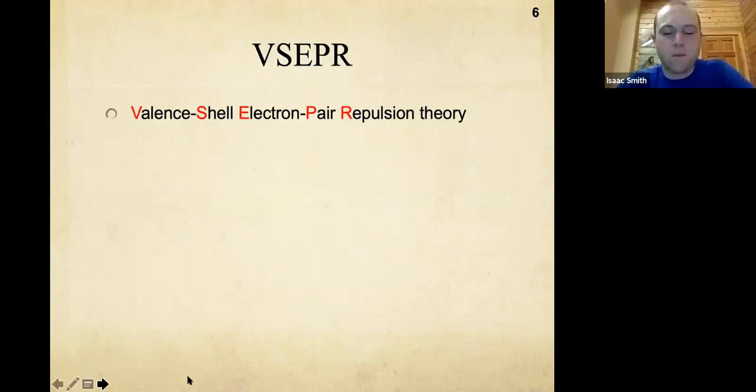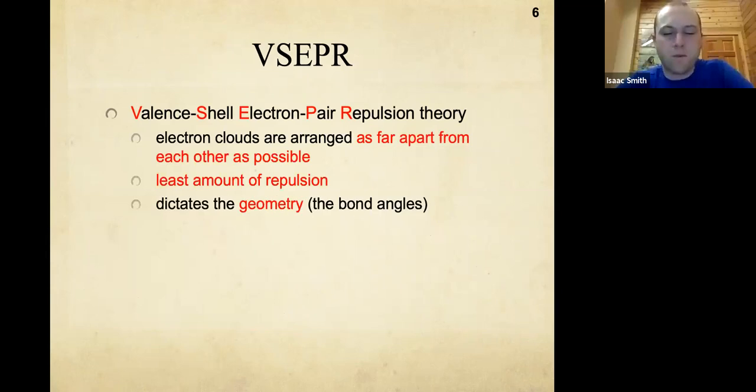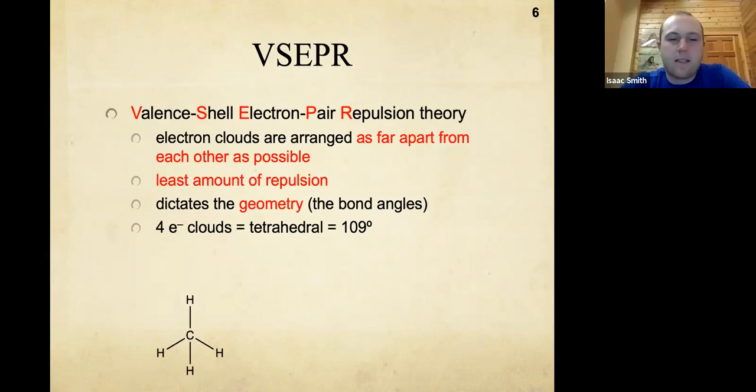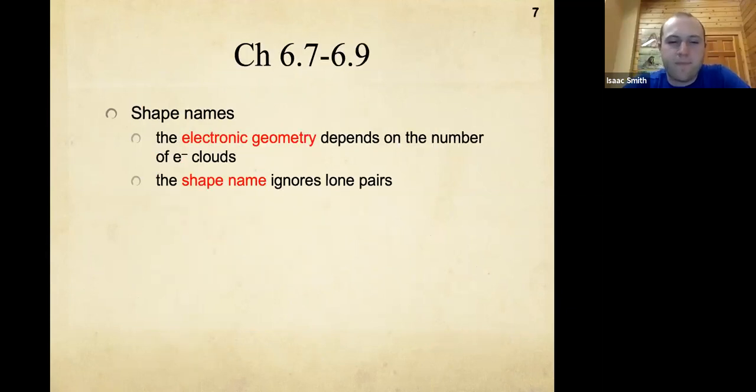This VSEPR theory, again, is just saying electron clouds are going to move as far apart from each other as possible, and that's what creates those different angles that we observe. This dictates the geometry. So for 4 electron clouds, 109 degrees is how far apart those clouds can get. Trigonal planar is 120, and linear, or 2 electron clouds, is going to be 180 degrees. Okay, so when we come back to the idea, electron geometry solely depends on the number of electron clouds, and then the shape name ignores the lone pairs.